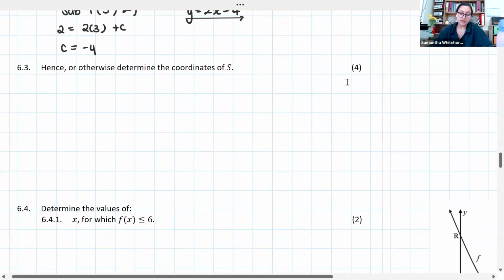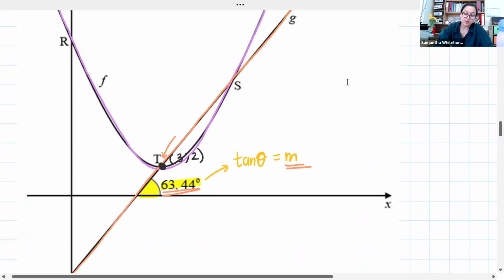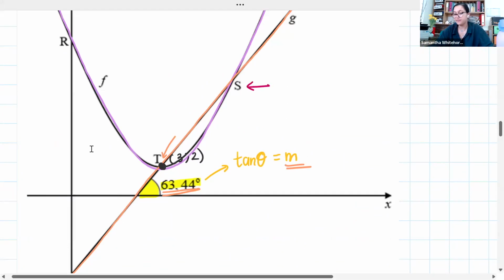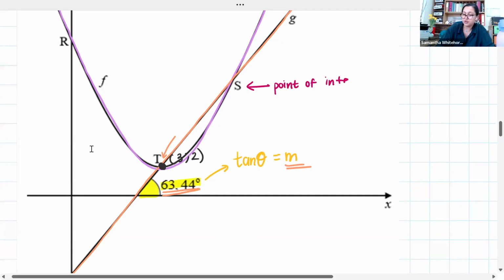Right, if we get to 6.3, it says hence or otherwise determine the coordinates of S. So let's go back up to our graph and let's discuss what S is. So who can tell me what S is in the context of this question? What point is S? Nice, and it is a point of intersection. Now, how would we usually solve to find the coordinates of a point of intersection? What would we do? What's our method? How do we find points of intersection?